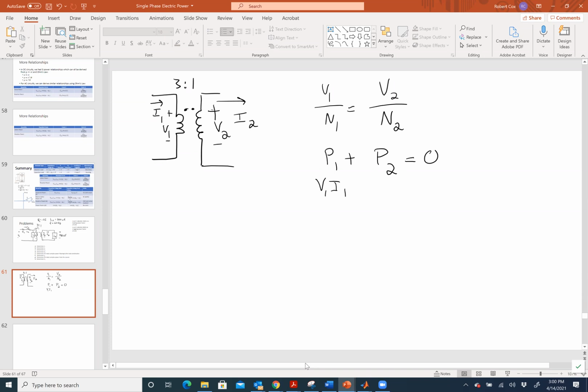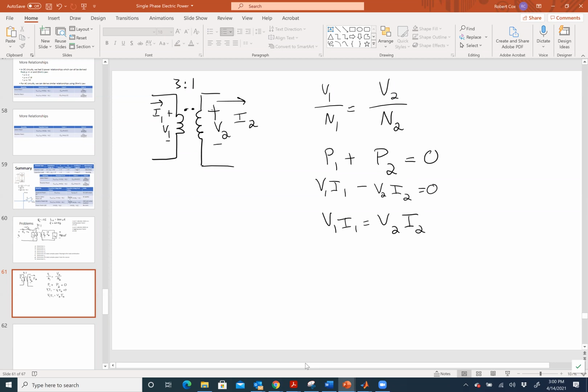What about on the other side? It'd be negative. So I get negative V2 I2. Why is it negative? Because my current is coming out of the plus terminal and into the negative terminal. So that means I get V1 I1 equals V2 I2.